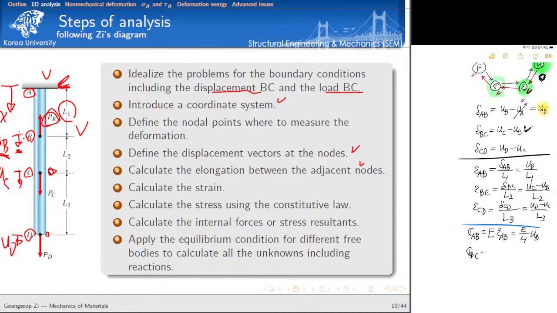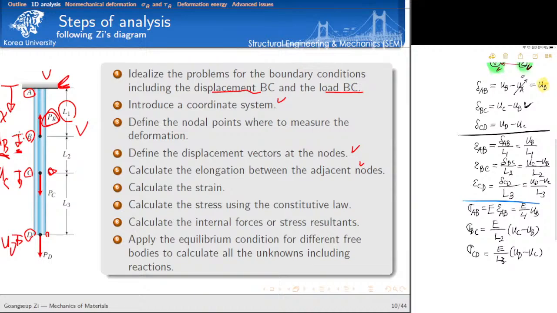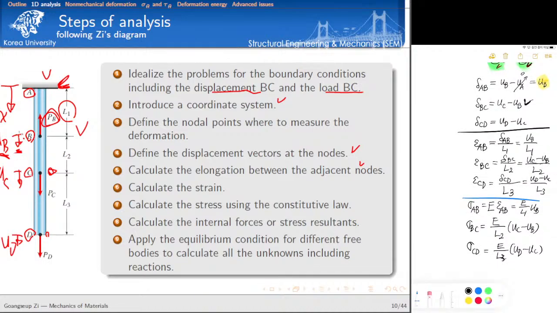And then the BC segment is equal to, by the same logic, the elastic modulus over L2 times UC minus UB. And then the stress in the CD segment is equal to the elastic modulus over L3 times UD minus UC. Okay, so we just finished the calculation of the stress distribution.